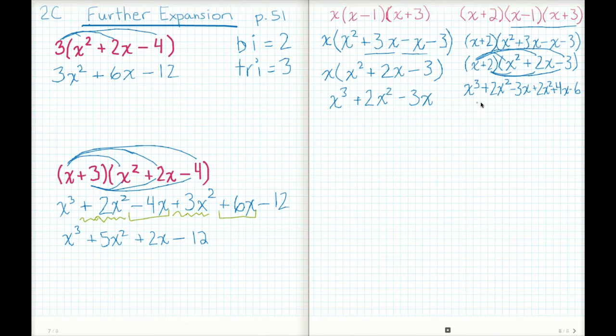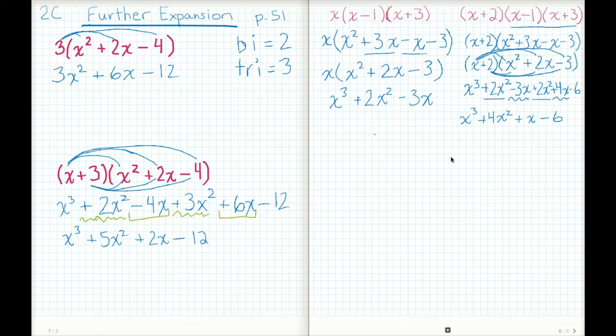Then like terms are going to be this x squared term and this x squared term, and then also this x term with the minus sign, and this x term. So as a final answer, I have x cubed, 2x squared plus 2x squared is 4x squared, minus 3x plus 4x is plus 1x, or just plus x, and then minus 6 at the end. And that's it. Okay, one last topic to go over, and that is the number of terms.